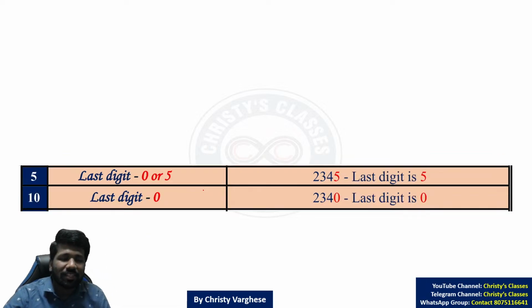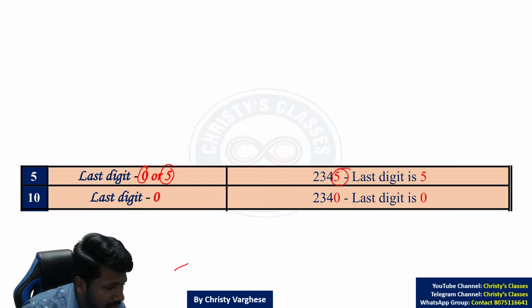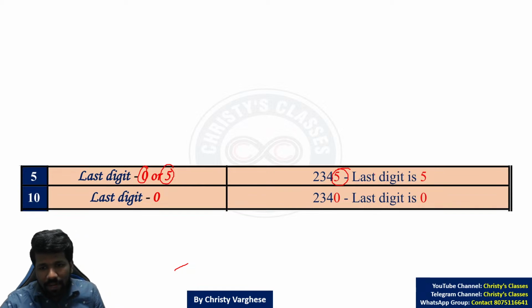Now 5 and 10's divisibility is also based on the last digit. If the last digit is 0 or 5, it is divisible by 5. 2, 3, 4, 5 is divisible by 5 because the last digit is 5. If the last digit is exactly 0, then it is divisible by 10. So that is also clear, I guess.